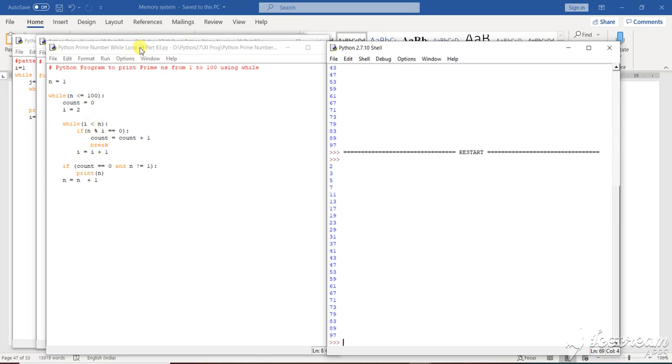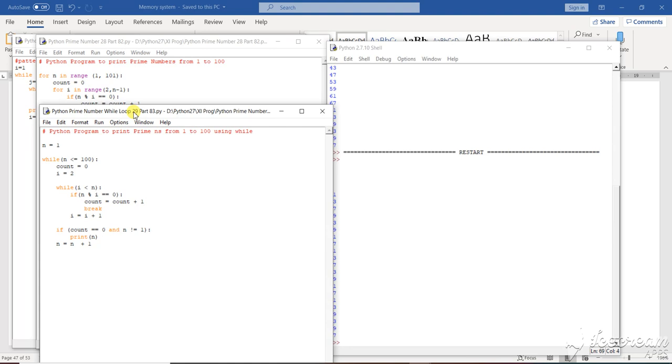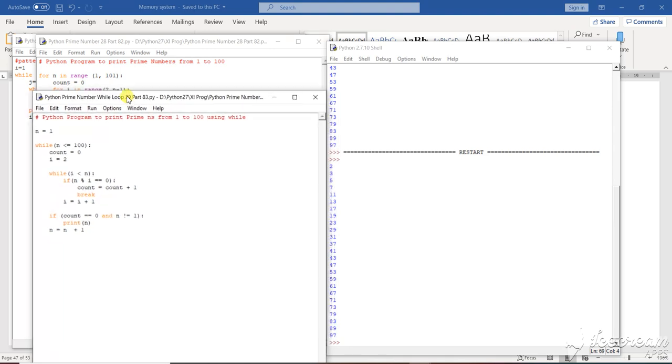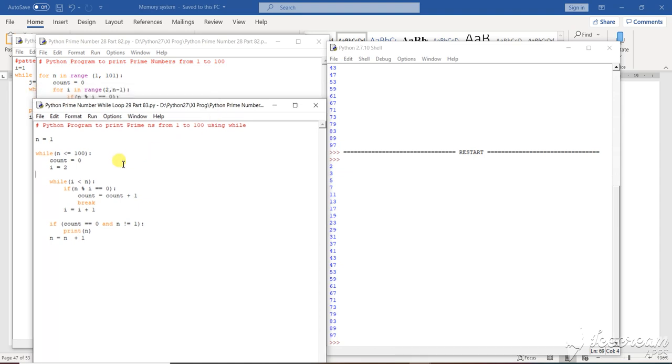So see here the different types of changes you can follow. If you see the program, see for the for loop what has been done. First phase, see the first phase, where n is in a range of 1 to 100. So what I have given is, while n is less than or equal to 100. Counter I have given 0, that I didn't change. Now i equals what? i equals 2. So this one I haven't given.